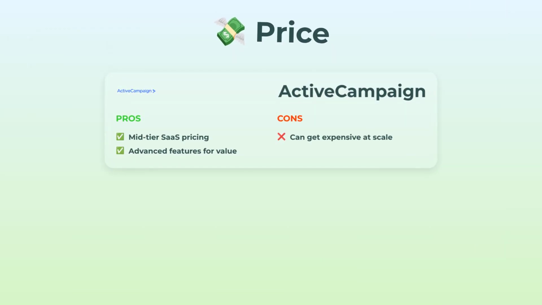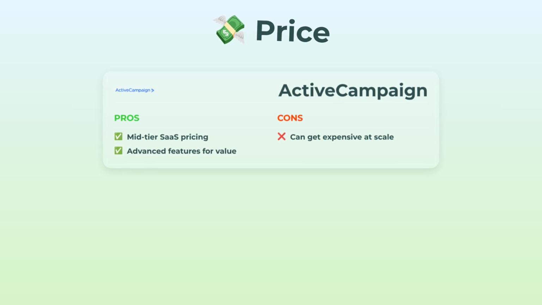All right, let's start with price. First up, ActiveCampaign. Now, it's what you'd expect from a mid-tier SaaS. Honestly, you get some pretty advanced stuff for the money, but I won't lie, if you start growing fast or need a ton of seats, it can really stack up quick.